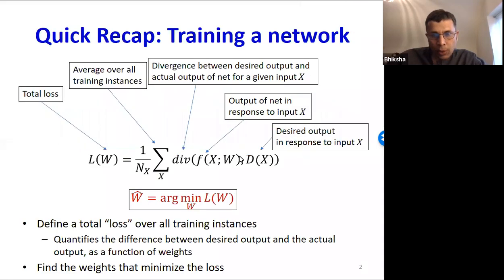So here is a quick recap of how we train a neural network. We define a loss function. The loss is the average over all of the training instances of the divergence between the actual output of the network and the desired output of the network in response to individual training instances. So this loss quantifies the gap between the function that the network is currently computing and the function that we actually want to compute, and we estimate the weights to minimize this loss.